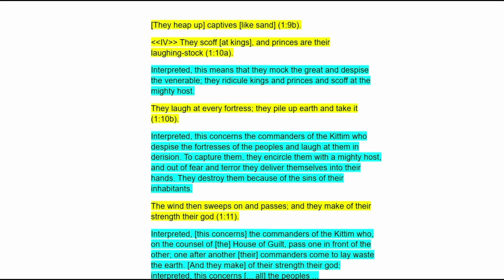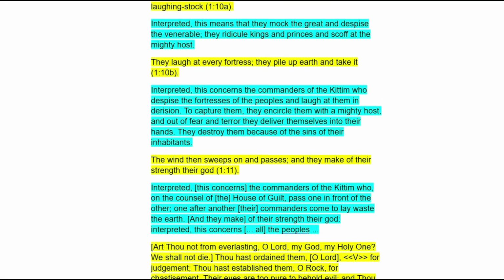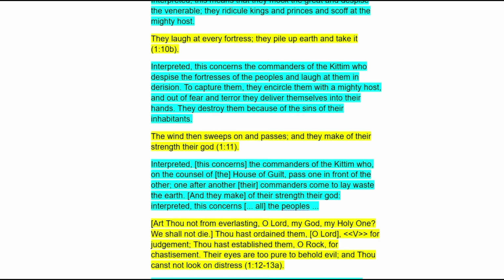Okay. They heap up captives like sand. They scoff at kings, and princes are a laughingstock. Interpreted, this means that they mock the great and despise the venerable. They ridicule kings and princes and scoff at the mighty hosts. They laugh at every fortress, and they pile up earth and take it. Interpreted, this concerns the commanders of the Kittim, who despise the fortresses of the people and laugh at them in derision, to capture them and encircle them with a mighty host, and out of fear and terror they deliver themselves into their hands, and they destroy them because of the sin of their inhabitants.